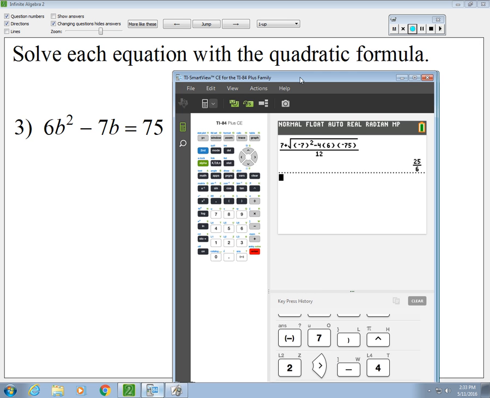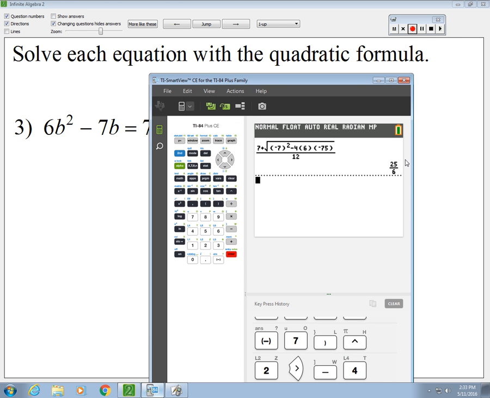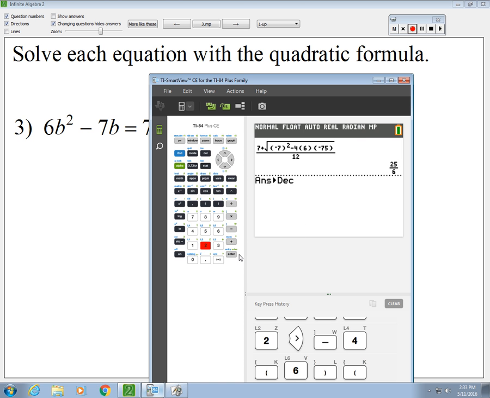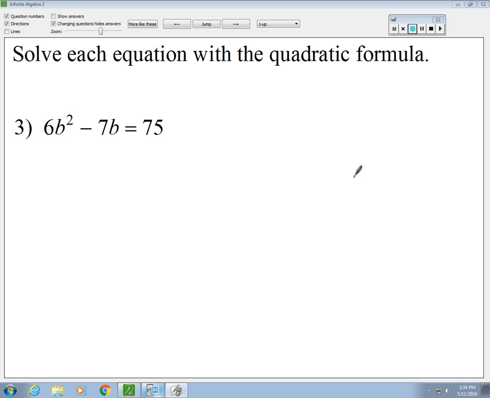Okay, and the answer is 25 over 6. How do you change that to a decimal just in case your choices aren't fractions? Math, decimal, number 2. Or if you don't think you can remember that, you could just type in 25 divided by 6 equals. You get the same thing. I'll round that to 4.17. But that's only one of my solutions.